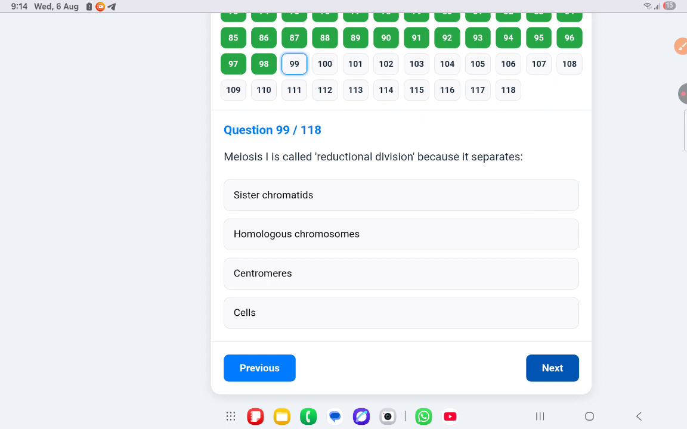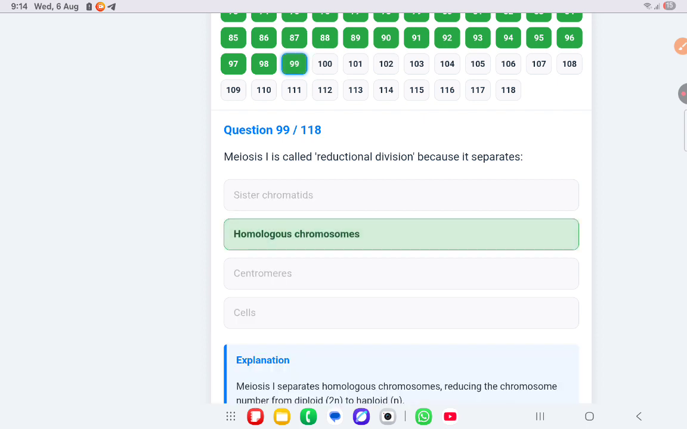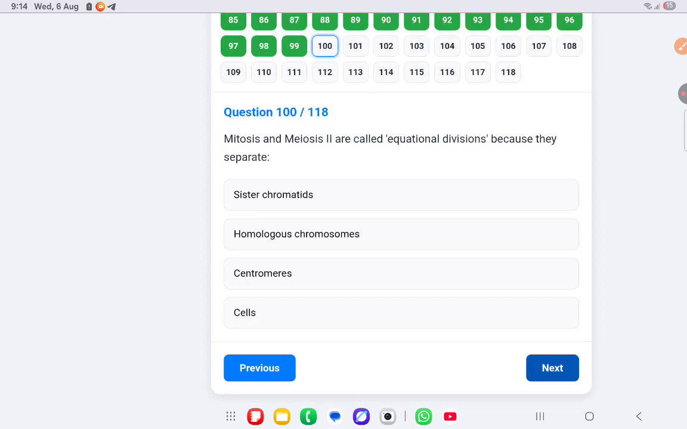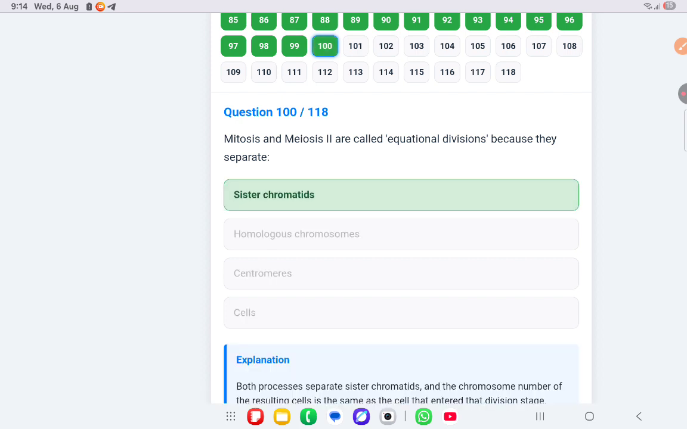Next one, meiosis 1 is called reductional division because it separates homologous chromosomes. Next, mitosis and meiosis 2 are called equational division because they separate sister chromatids.